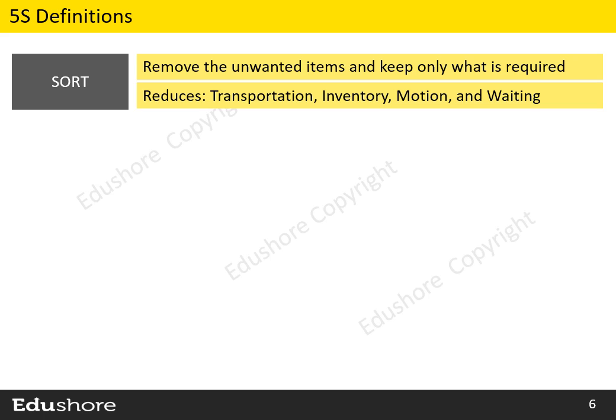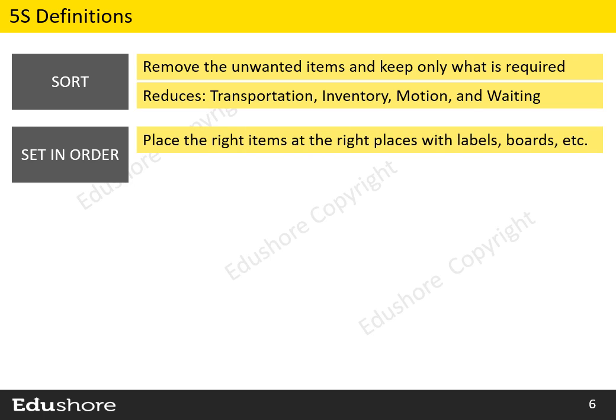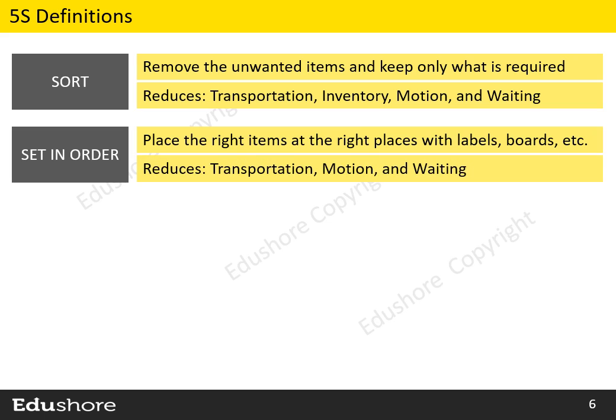The next S is set in order. It implies that we need to set the things in order by placing the right items at the right places with labels, display boards, etc. When we set the items in order, we reduce transportation, motion, and waiting waste.